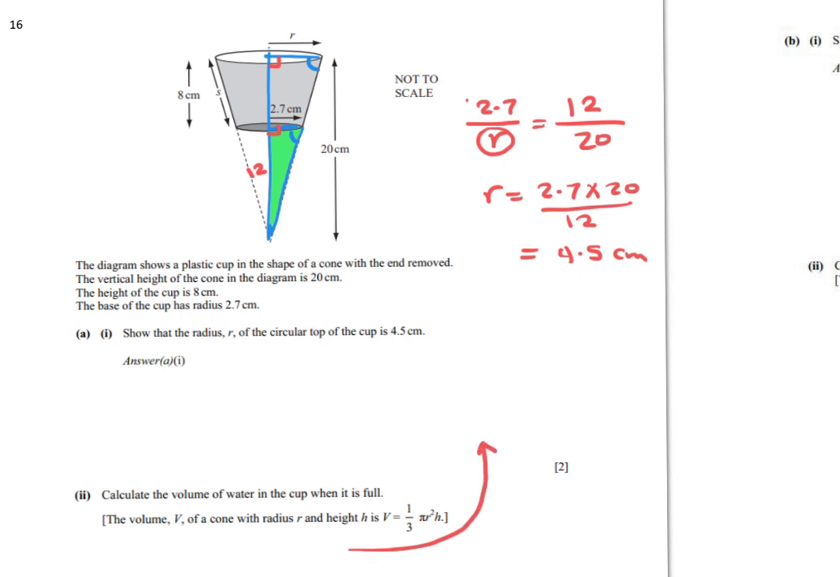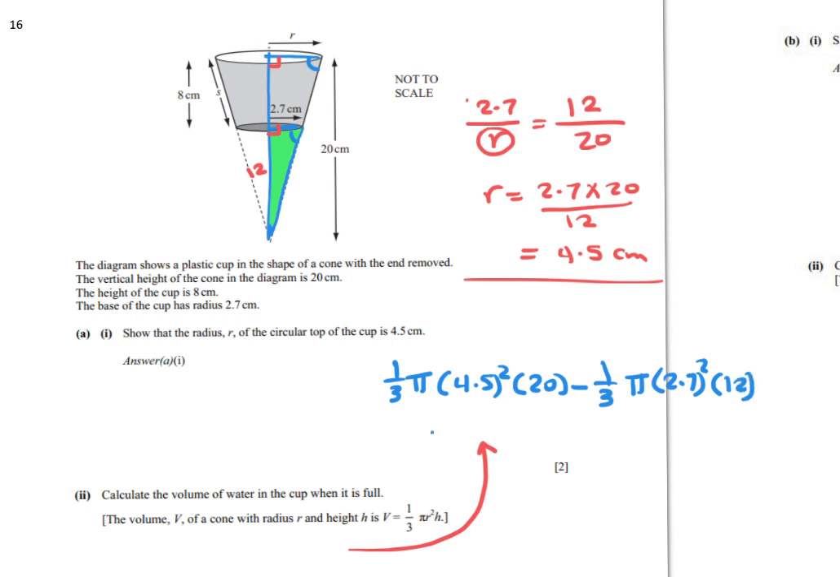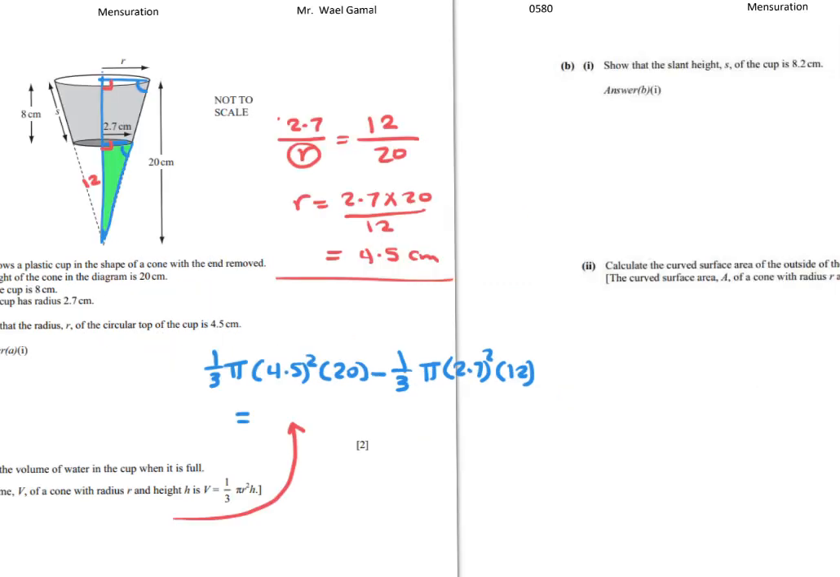So the volume of the cone is 1 over 3 pi r squared times height. So for the big cone, 4.5 squared times the height, which is 20, minus the volume of the small cone, 1 over 3 pi times 2.7 squared times the height, which is 12. Then we can find the answer. So the answer is 332.5.